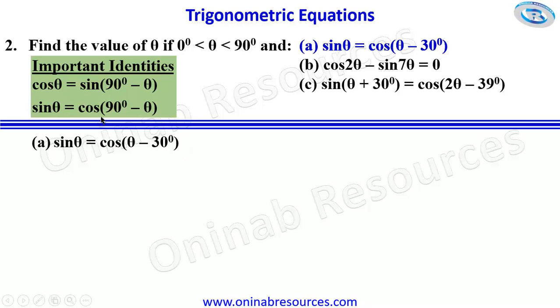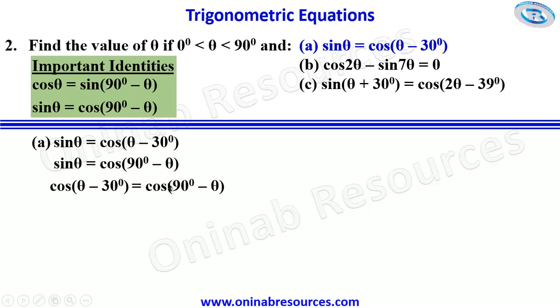We are going to make use of the second one, which is sine theta equal to cos 90 degrees minus theta. Since the left hand sides are equal, the right hand sides are also equal. Cos theta minus 30 degrees is equal to cos 90 degrees minus theta. Since they are both cosine, theta minus 30 degrees is going to be equal to 90 degrees minus theta. So equating them and solve.